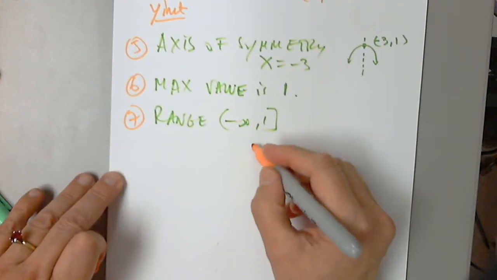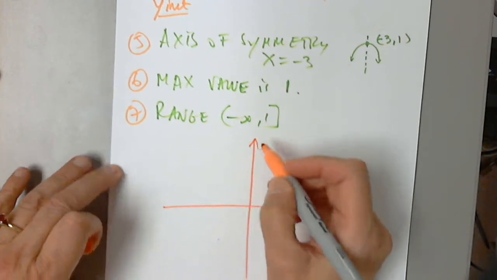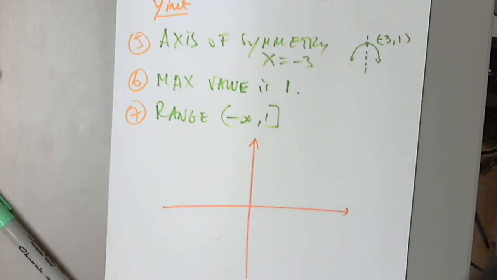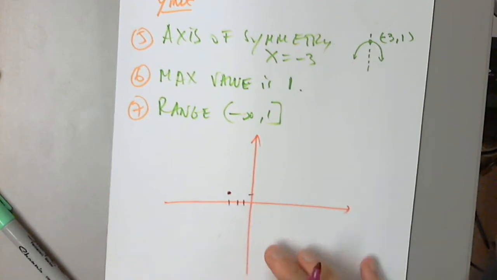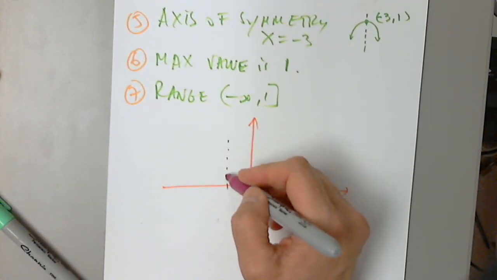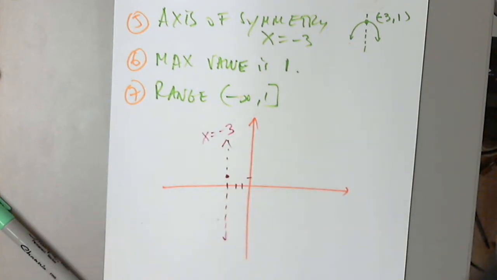To graph this function, first we start with the vertex, which is at -3, 1. Then we continue with the axis of symmetry, which is not part of the graph. We do not graph it as a solid line.